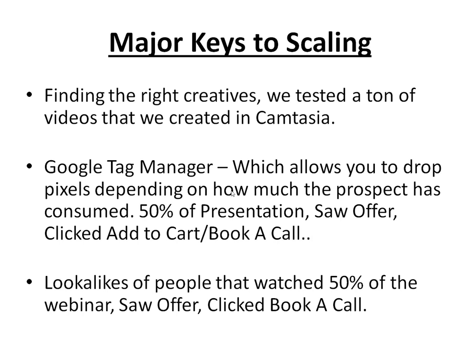Then we use Google Tag Manager, which allows you to drop pixels depending on how much the prospect has consumed. So if somebody's watched 50% of the presentation, they get put in an audience. If they've seen the offer, they get put in an audience. If they've clicked add to cart or book a call, they get put into an audience. And then you're able to create lookalikes of people that have watched 50% of the webinar, that saw the offer, that clicked book a call, or clicked add to cart.